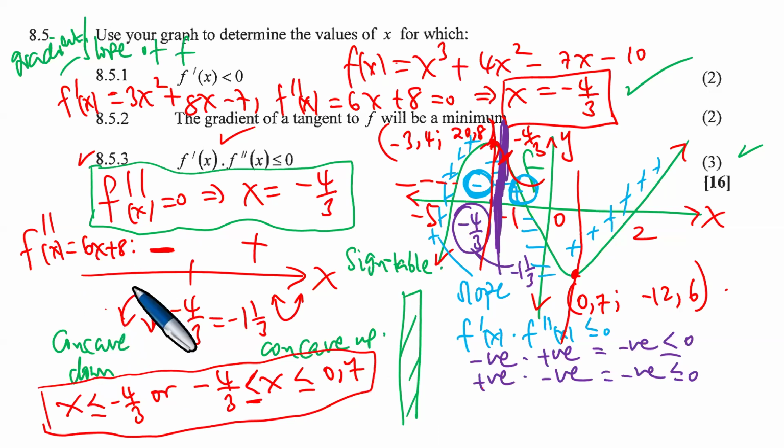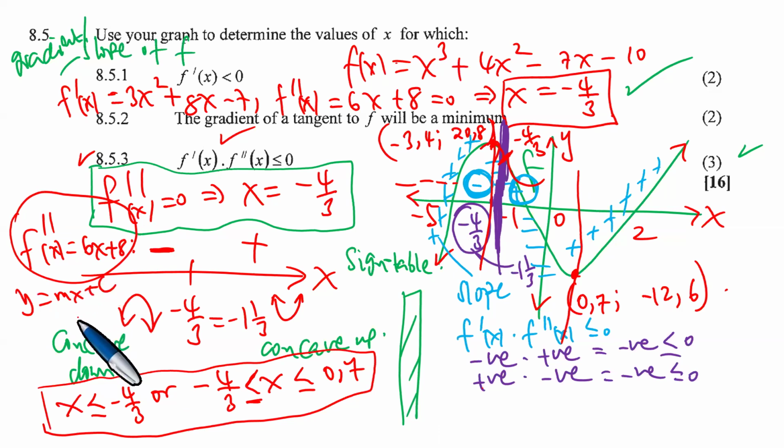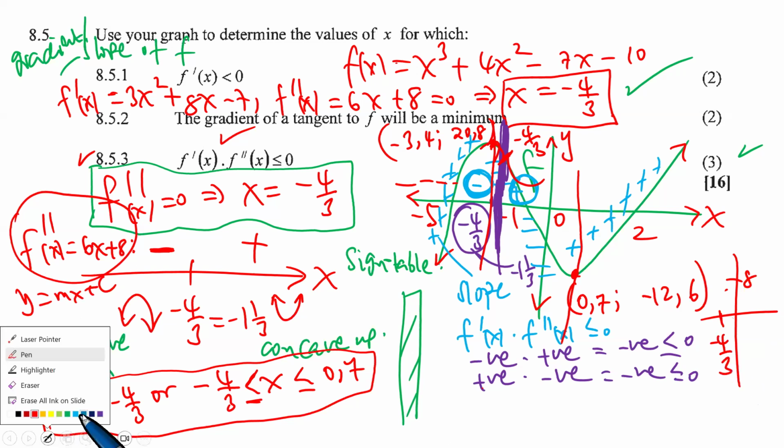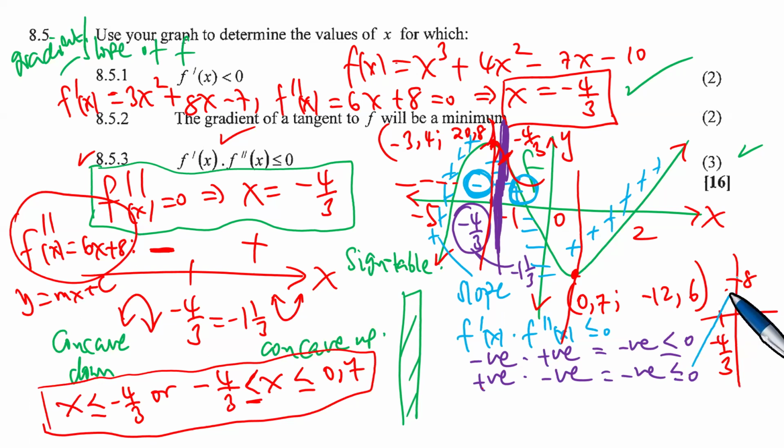Another way to do this question would be to say, you want to know where the second derivative is negative or positive, so draw its graph. This is a linear function. It's like drawing the graph of y equals mx plus c. Then you can just draw this graph and see how it looks. Let's see. If x is 0, y is 8. And if y is 0, x is minus 4/3. Which means y equals 6x plus 8.